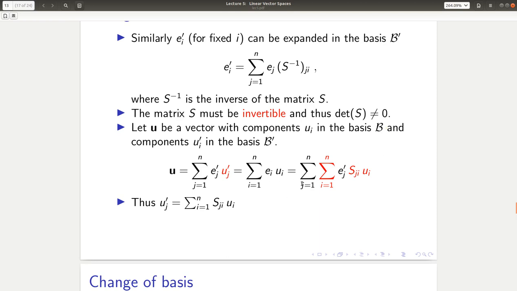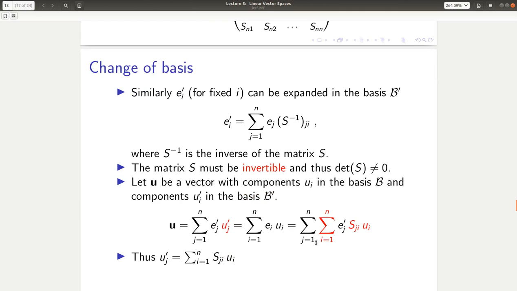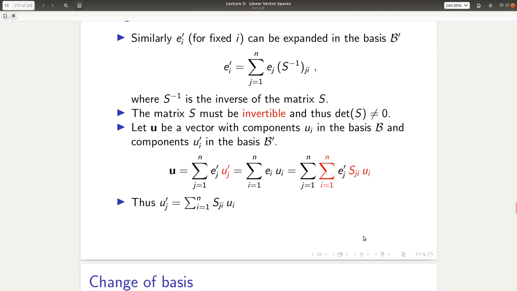But now we can go ahead and use this equation here, E_i equal to the summation over j equal to 1 of E_j prime S_ji. So I just put that in here. That's what we have put here. This says I will just replace E_i with this thing. So now what we can do is collect terms.